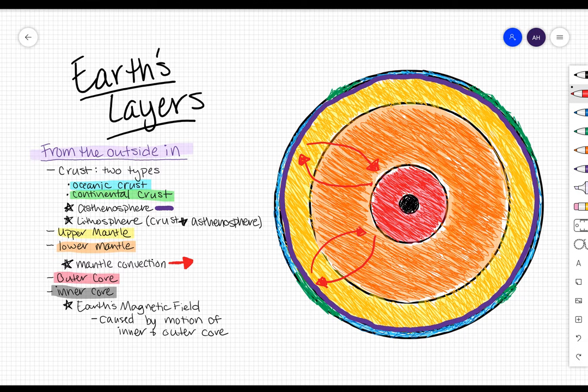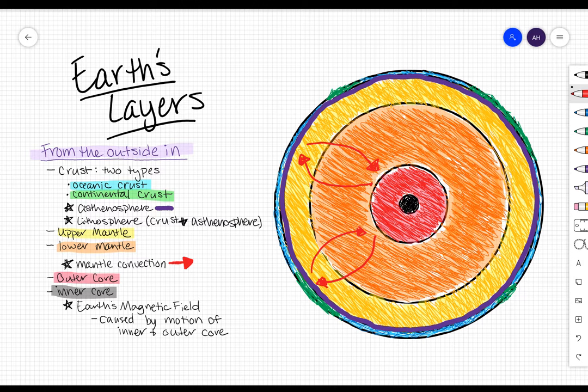Okay? And then the very inner core, represented by that little black dot right there, is the inner core. And the inner core is actually solid. Even though it's super, super hot, it is solid. Okay? And that's because of all the pressure of all the other layers pushing down on it, all that gravity pulling into the middle, and it makes the inner core solid.